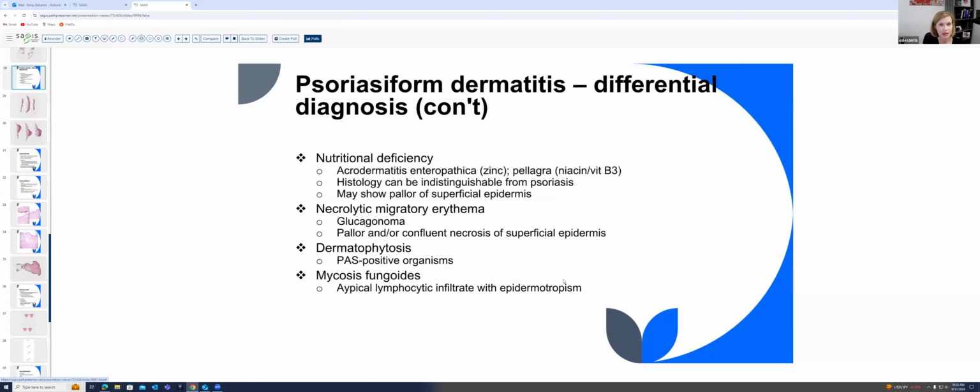As with spongiotic dermatitis, a dermatophyte infection is also included in the differential diagnosis. And I always like to perform a PAS stain on psoriasiform patterns. I have seen some cases that really look like classic psoriasis, but then happen to have a positive PAS stain. So that's certainly something that you wouldn't want to miss. And then mycosis fungoides can also appear either as a spongiotic or psoriasiform pattern.